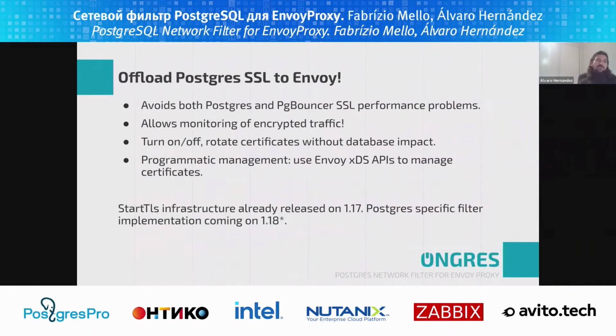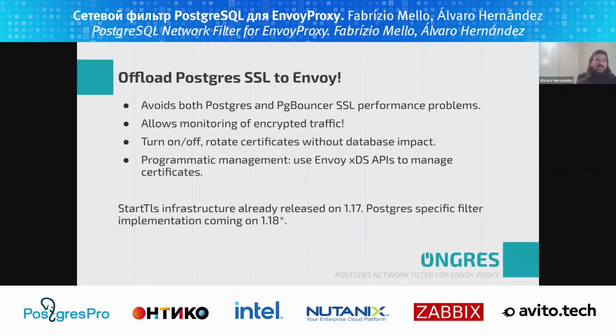The obvious answer is to offload SSL to Envoy, right? We already have the filter in place. We have StartTLS support, so we can do that. This obviously avoids the performance problems that I just mentioned from Postgres and PgBouncer, but it also enhances our observability and monitoring capabilities, because now we're able to also get the same metrics that Fabrízio was just pointing out before, but for the encrypted traffic too. Otherwise, we would just pass it through.